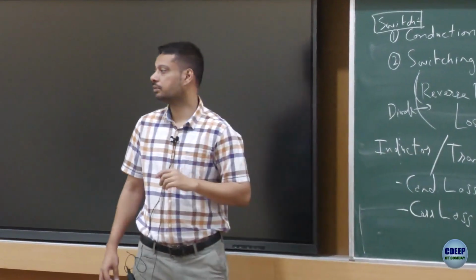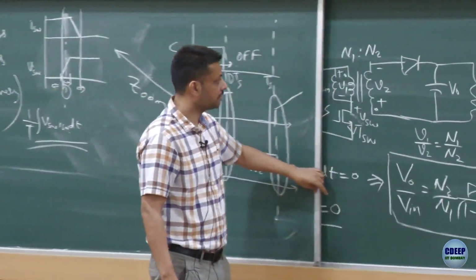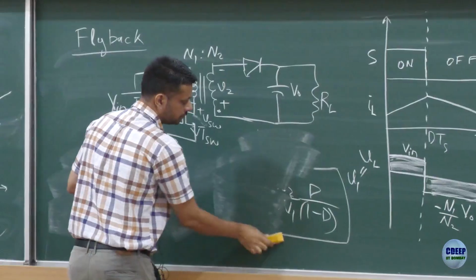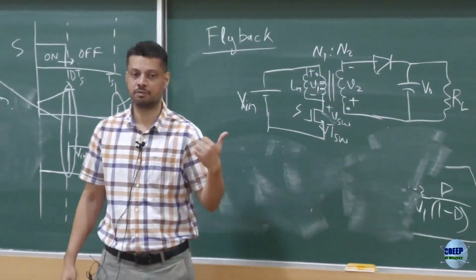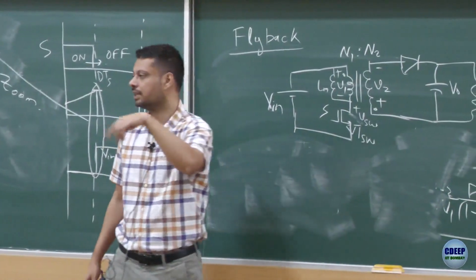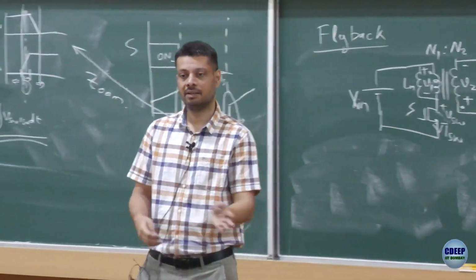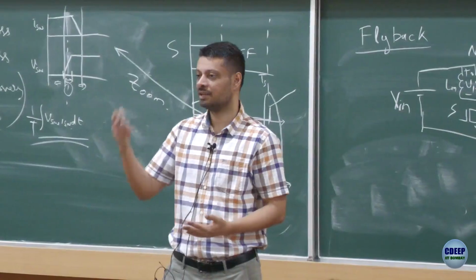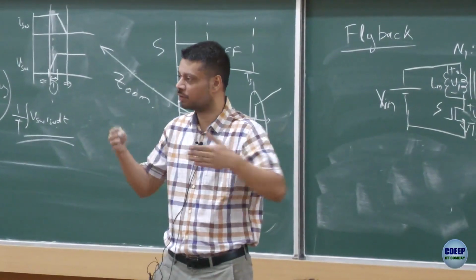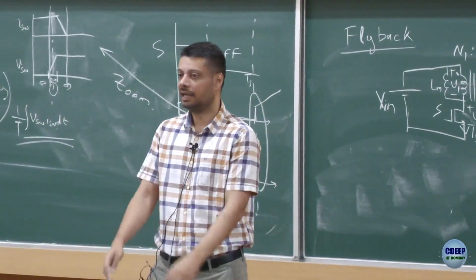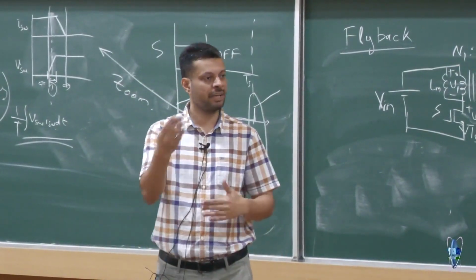Alright, any doubt? Let's come back to the flyback now. By the way, I just erased the expression, but we got the expression of output voltage as N2 by N1 times D upon 1 minus D. You know the buck boost converter expression is D upon 1 minus D. You could have guessed this looks very similar to a buck boost converter with a transformer inserted in between, and that transformer gives you a turns ratio N2 by N1.